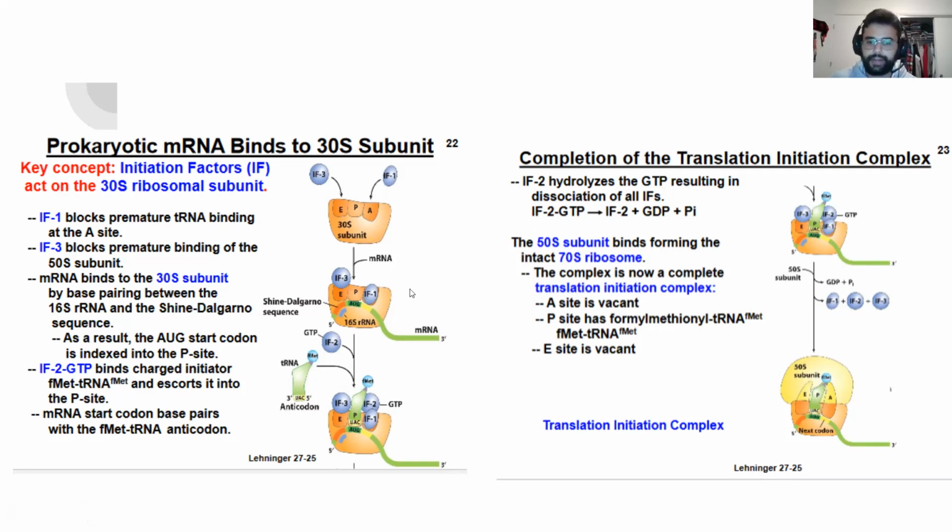Our IF2 is then going to hydrolyze this GTP, which is going to result in dissociation of all the other initiation factors. And once IF1 and IF3 are leaving, the 50S subunit, so our large subunit, is going to be able to bind to our small subunit. And now we have our translation initiation complex ready. As we look at right here, our A site is going to be vacant, our P site is going to have our formyl methionine tRNA bound to it, and our E site is going to be vacant. Right? So this is it for now.